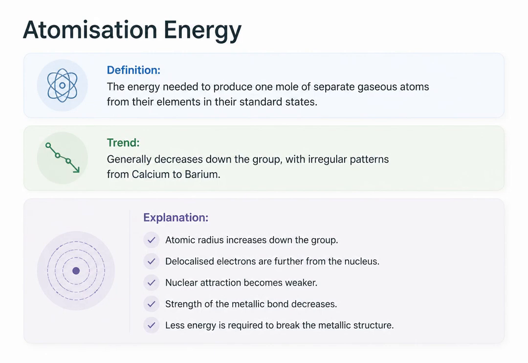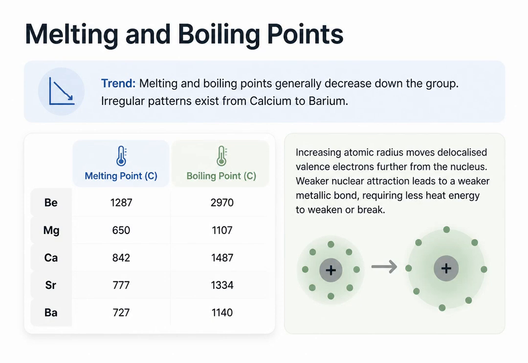Now, let's examine atomization energy. This is the energy required to produce 1 mole of separate gaseous atoms from the solid metal. The trend generally decreases down the group. Why? Because as the atomic radius increases, the delocalized electrons are further from the nucleus. This weakens the nuclear attraction and, consequently, the metallic bond, meaning less energy is needed to break the solid structure apart. Similarly, the melting and boiling points generally decrease down the group.